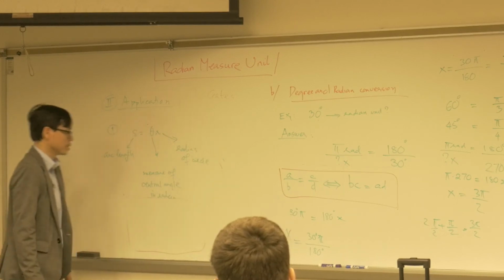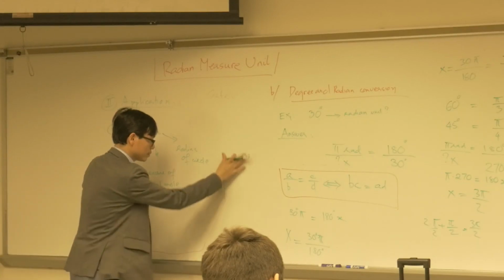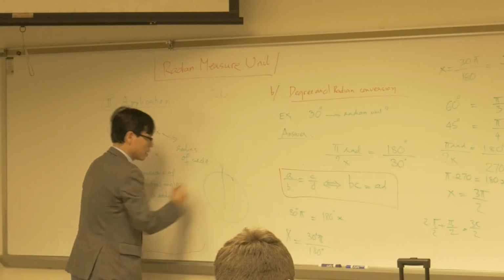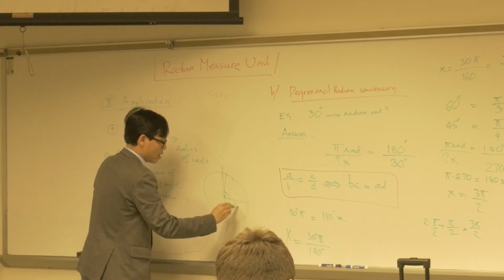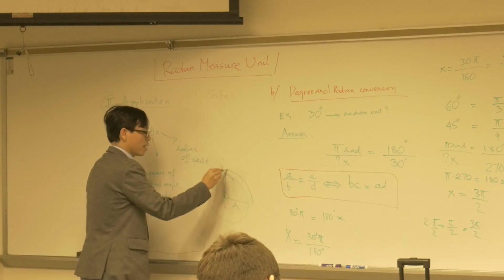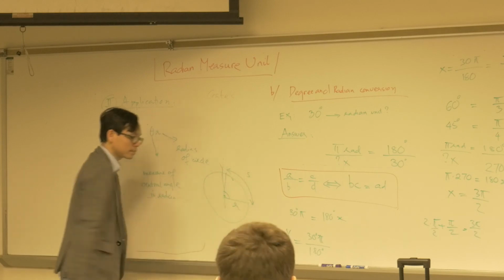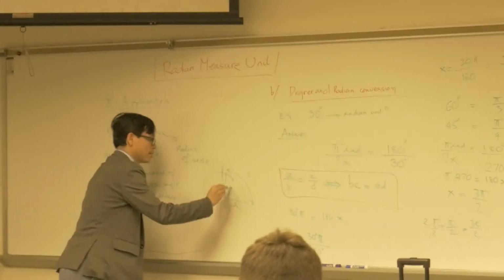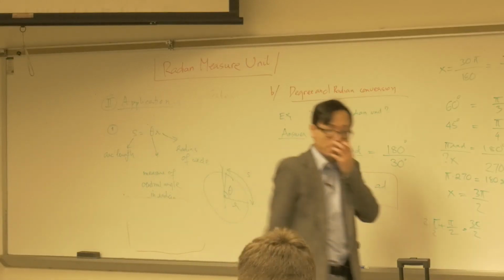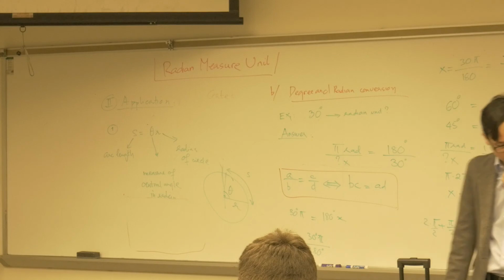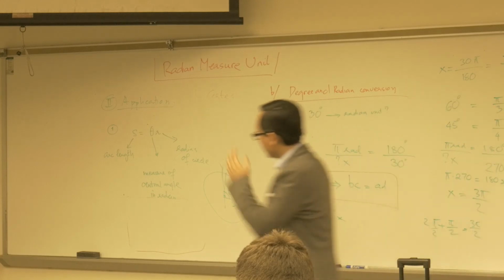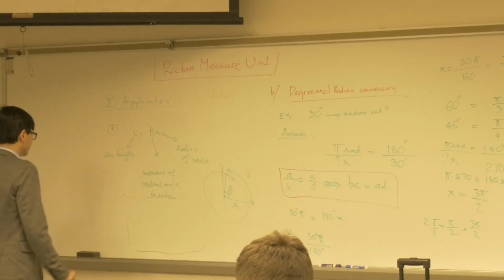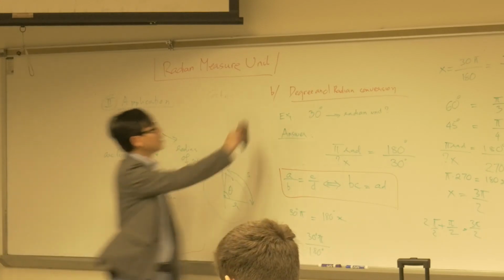So if I draw the picture, it's going to be something like this. This is the central angle. This is the radius R, and from here to here is the arc length S. This is theta right here. And we can also find the area of the sector of the angle using radian measure.